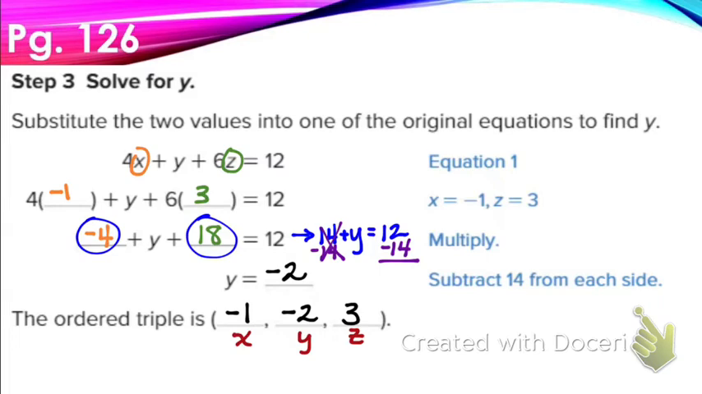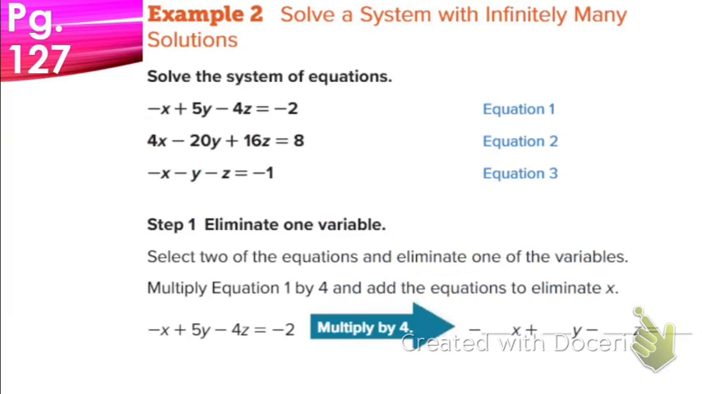I want to go look at example number 2 with you, which is on the next page, page 127. We're going to eliminate one variable. If I'm looking at these top 2 equations, which one looks like it would be the easiest to get rid of? Which variable do you guys want to get rid of? X. So what do I do to get rid of x here? What would I need to multiply by? 4. Let's multiply everybody in this equation by 4.